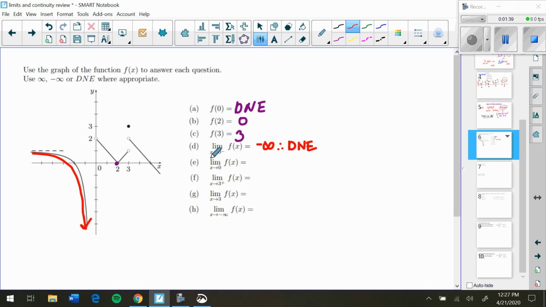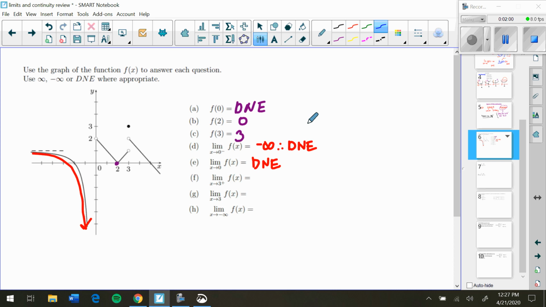What about the limit as x approaches 0? Not from the positive, not from the negative, but as it approaches 0. So on the left, we said that it approached negative infinity. On the right, it's approaching 2, and because negative infinity is not equal to 2, this limit does not exist.